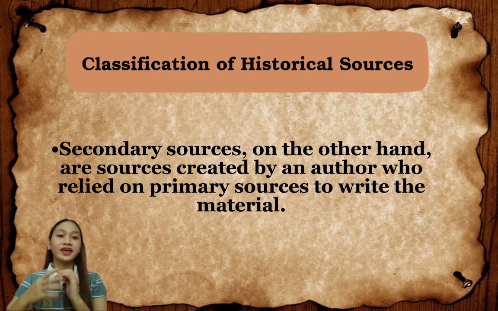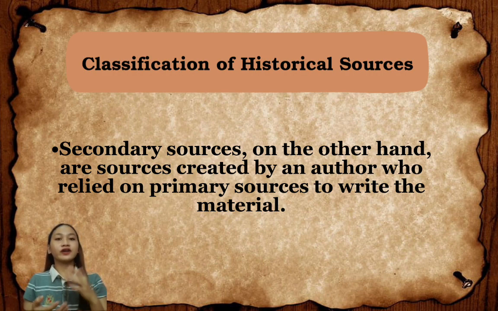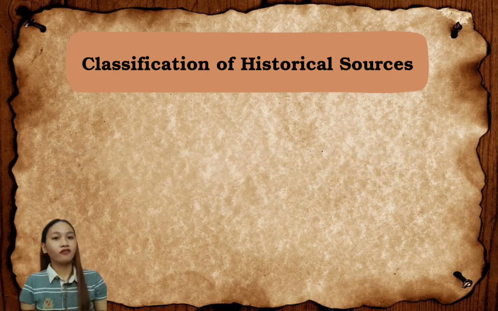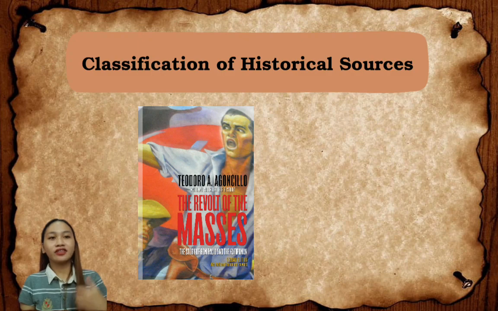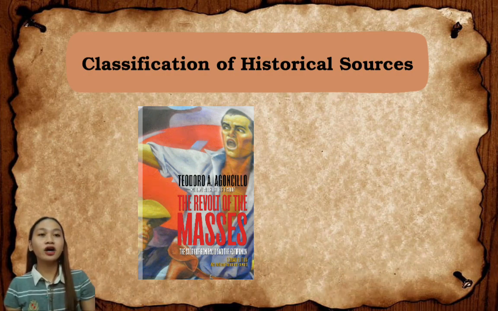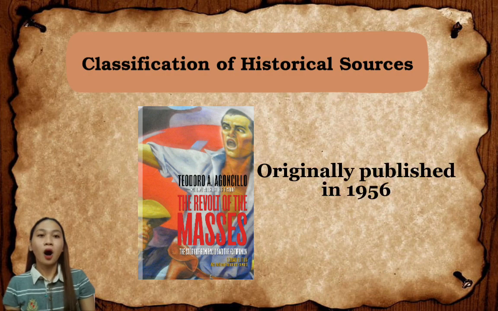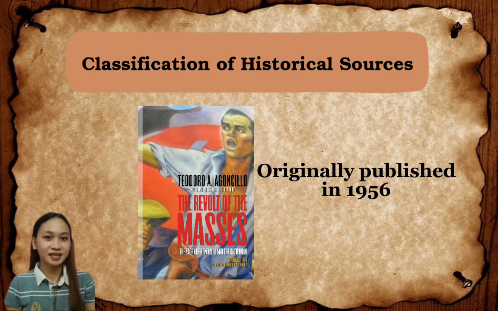Secondary sources, on the other hand, are sources created by an author who relied on primary sources to write the material. In other words, secondary sources are historical research products that other historians use for additional information or as the background to their research. For example, students studying the Philippine Revolution of 1896 can read Teodoro Agoncillo's Revolt of the Masses, the story of Bonifacio and the Katipunan, originally published in 1956.